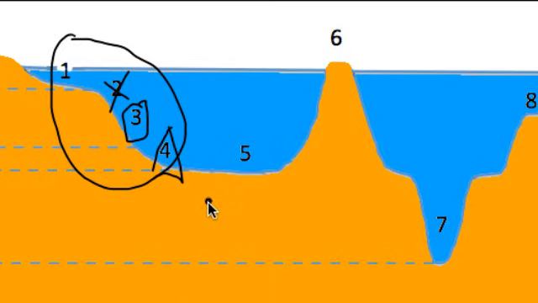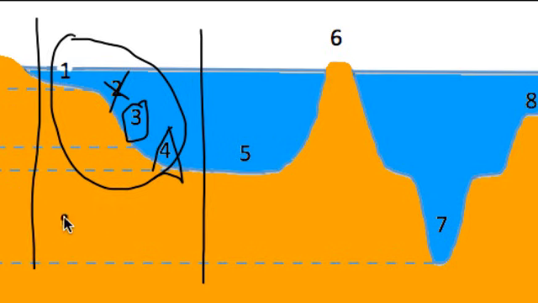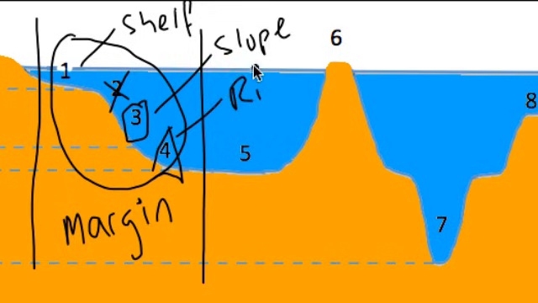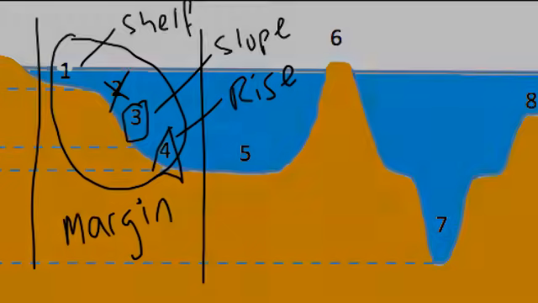Now the point is this: all of these put together, 1 through 4, make up your continental margin. Number 1 is the shelf, number 3 would be the slope, and number 4 would be the rise. Make sure you have those notes down, and then we'll take a look at the rest of the ocean basin.